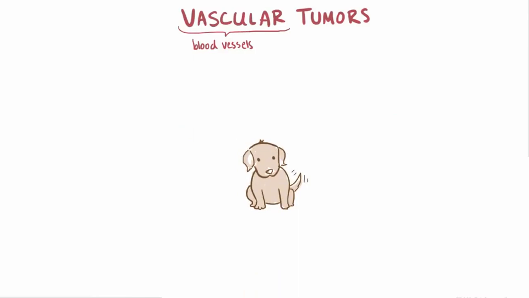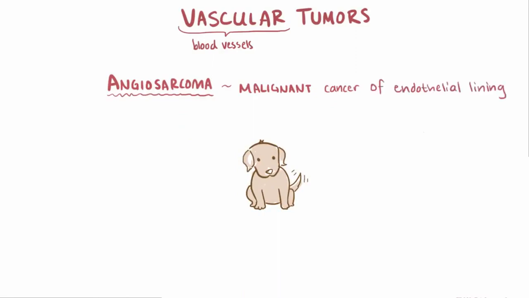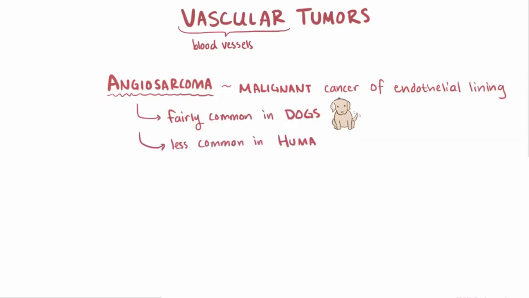Alright, if you're a dog owner, you might have heard of angiosarcoma. Angiosarcoma is a malignant cancer, just like Kaposi sarcoma, and again involves the endothelial lining of the blood vessels and is fairly common in large dogs. It's less common in humans, but enough to still be aware of.